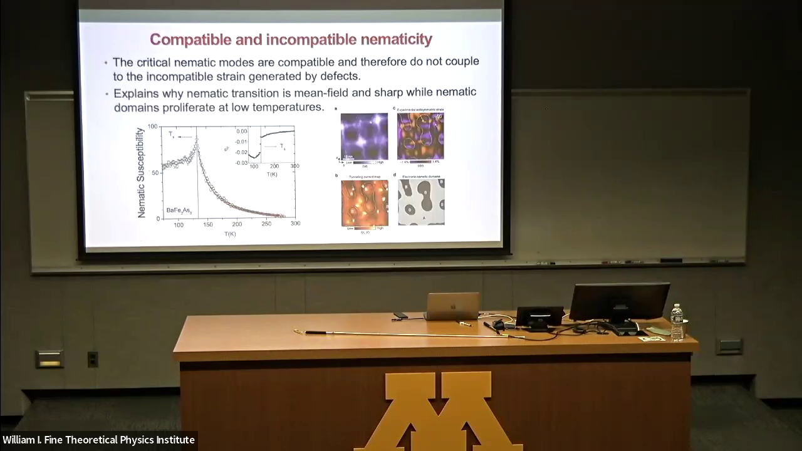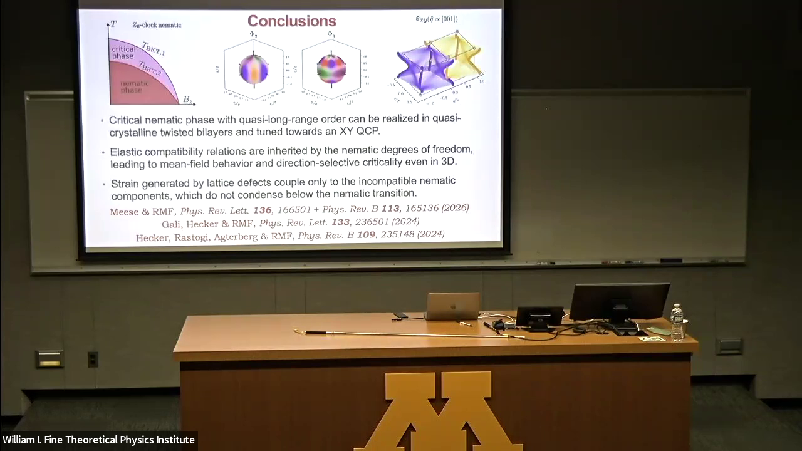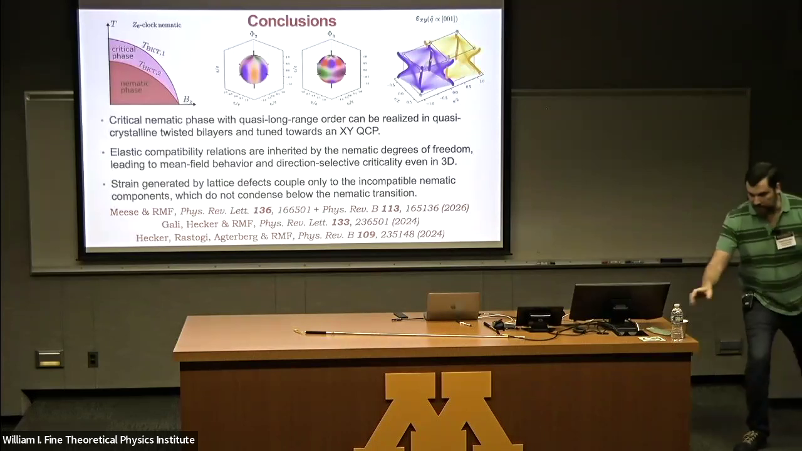But the reason why you see these 2 behaviors is precisely this. The coupling to elasticity essentially creates 2 soft modes that are completely protected from all this random strain that comes from defects. That's what gives rise to this mean field behavior. The incompatible modes that are not critical are the ones that are affected by the random field, or not random, but the conjugate fields from defects, and give rise to this pattern. Okay? So we call this nematoplasticity because plastic deformations are the ones where you start moving these defects around. I'll leave with my conclusions, and I'll be happy to answer your questions. Thank you.